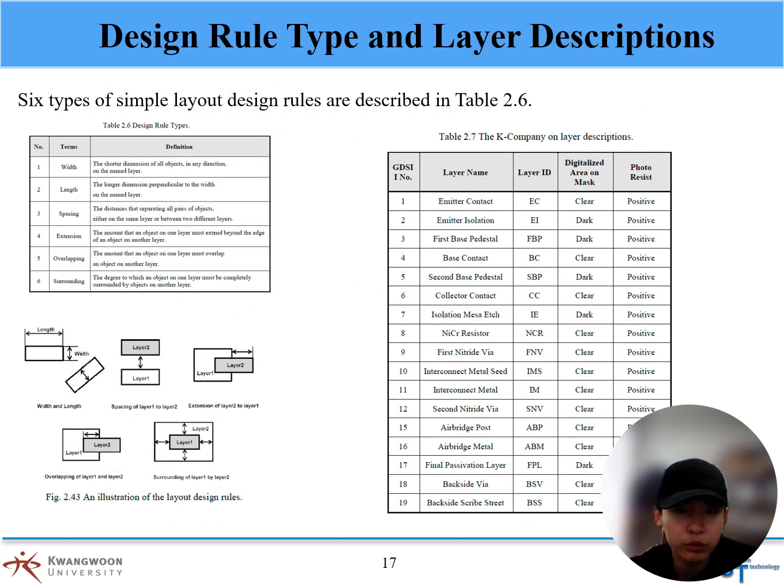6 types of simple layout design rules are described in Table 2.6. There are 19 layers used in the fabrication process of Keiku. The full names of the layer IDs are shown in Table 2.7, and each layer is described in the right figure. All of the components will consist of these layers. The following section presents each device.